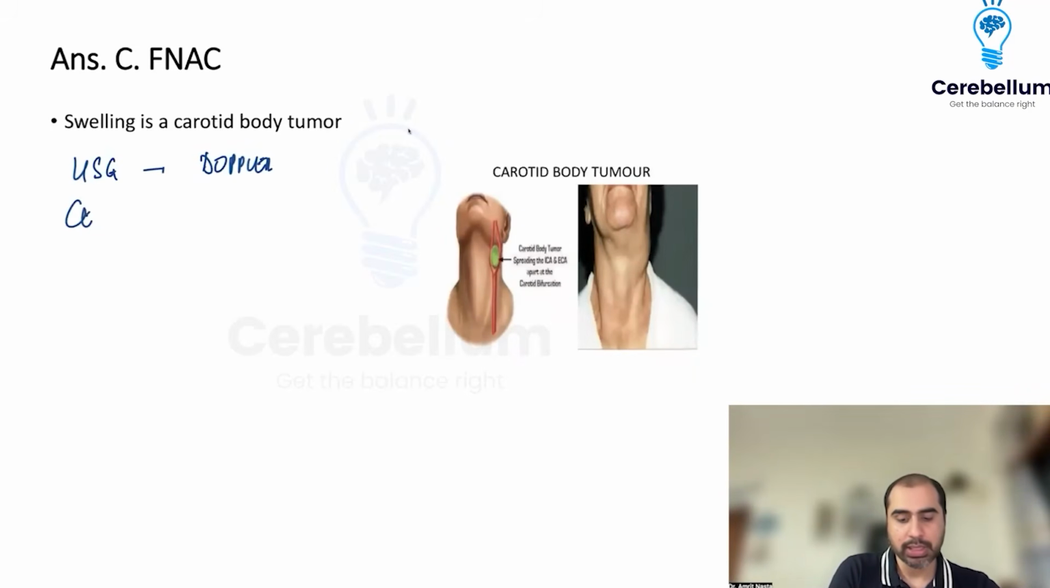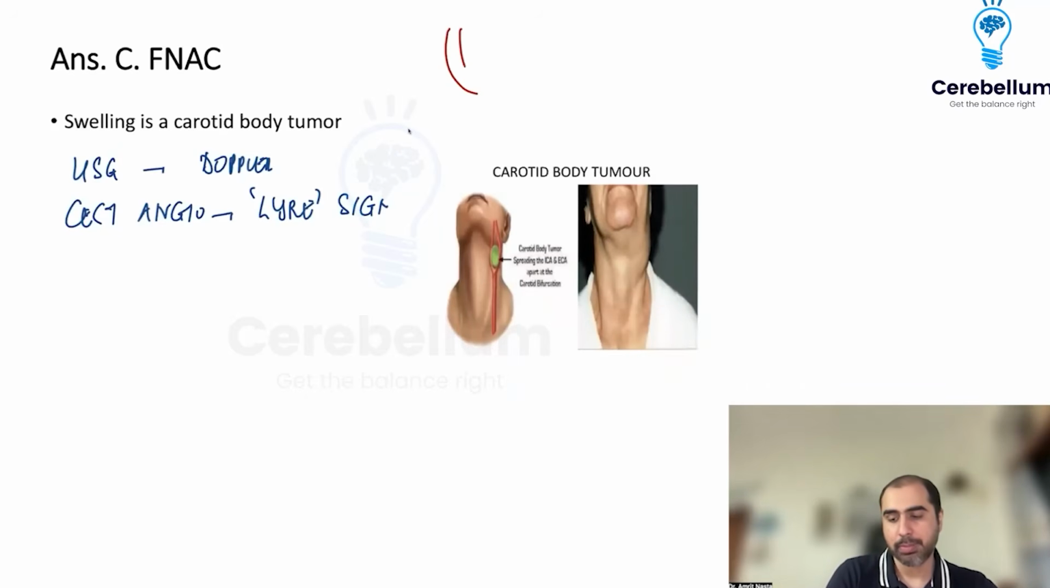And if you do a CT angio, some of you are saying correctly, it shows what is called a Lyre sign. Basically, the carotid artery gets splayed away. There is a splaying of the carotid artery by the tumor. The tumor pushes it laterally. The angle becomes broader. That is called Lyre sign, splaying of the carotids.